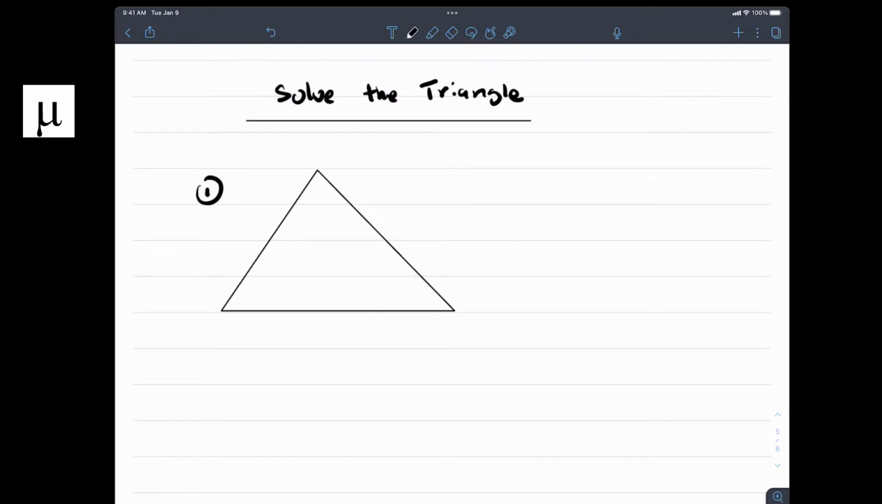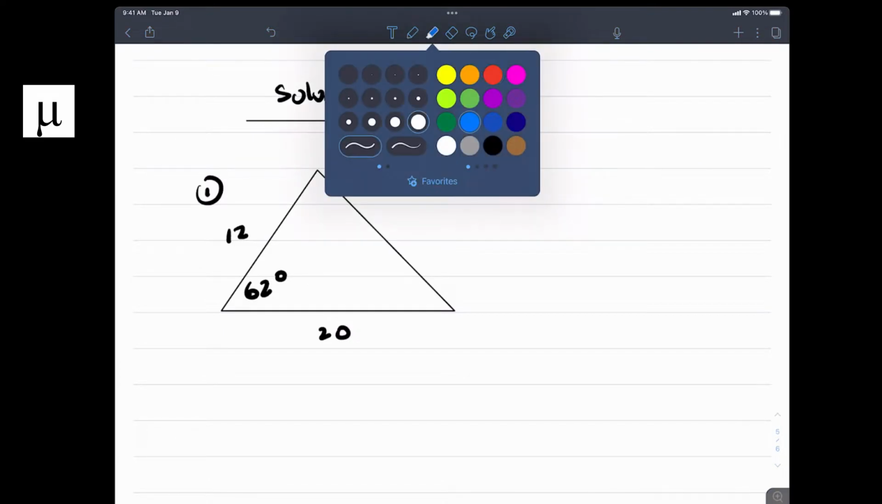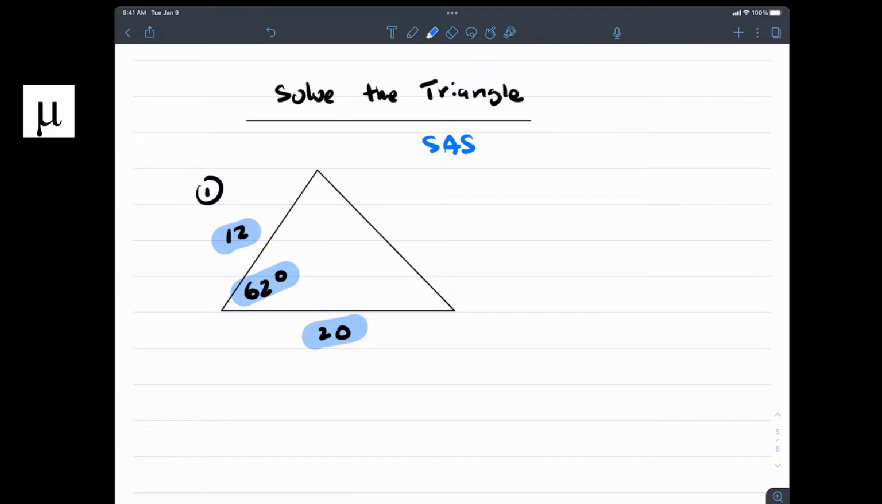So if I said this is going to be 62 degrees, 12, and 20. Now, I do have to be careful with some of these when you make up examples because, like I said, these triangles are actually unique in that sense. So you got side, angle, side. Okay? Side, angle, side. So if you like, you could still do what? Use the A, use the B, use the C.